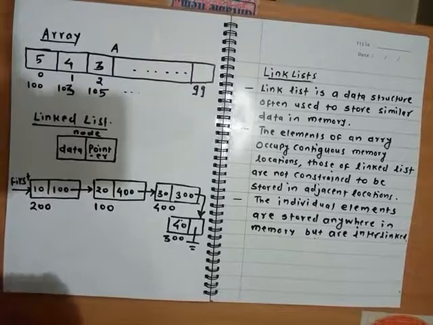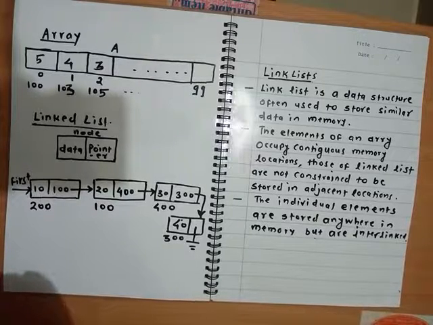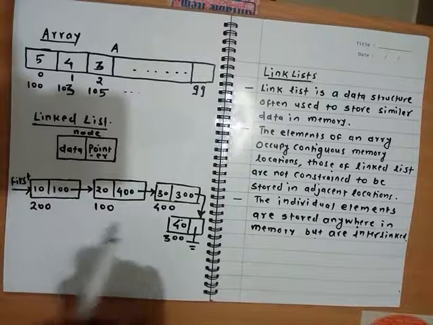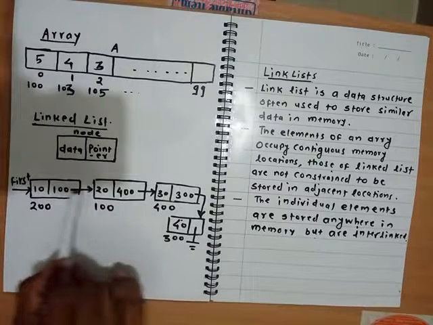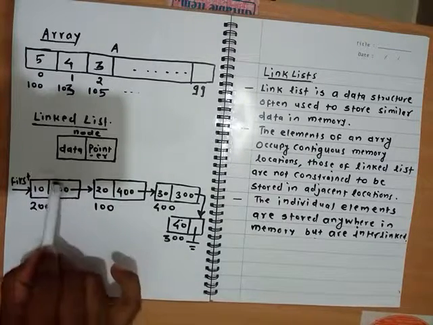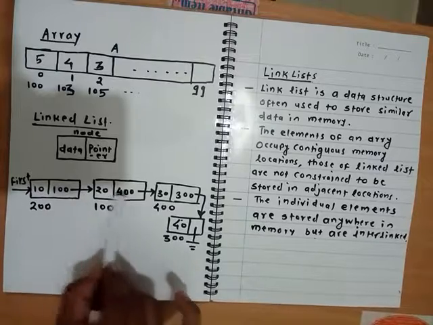So linked list is a data structure often used to store similar kind of data in memory, right? So here is the linked list which you can see. This linked list consists of nodes. The individual elements of the linked list are called nodes.